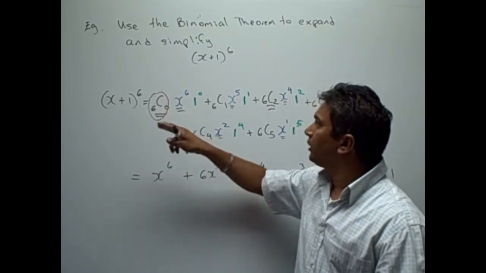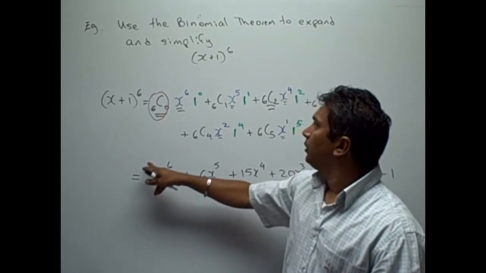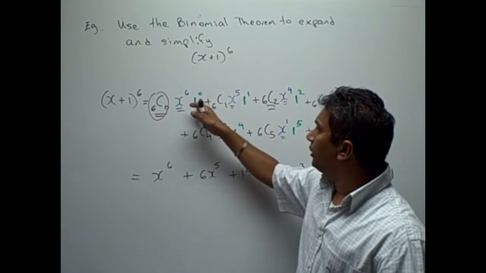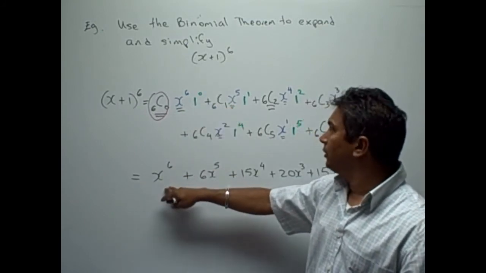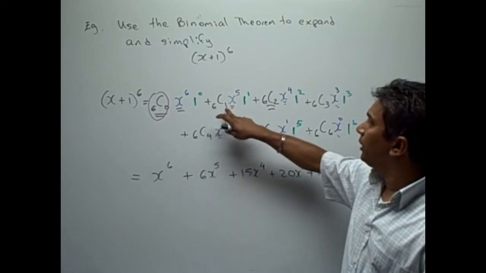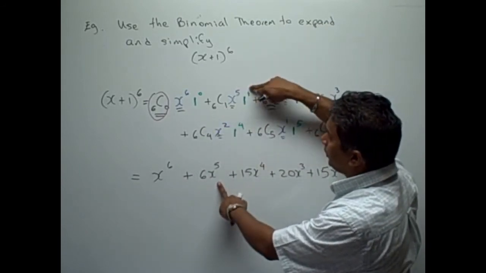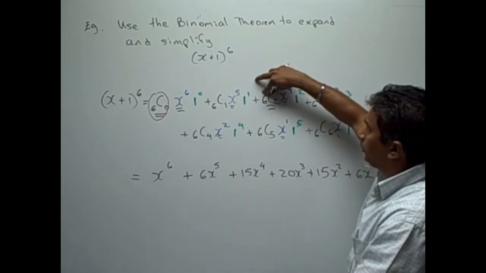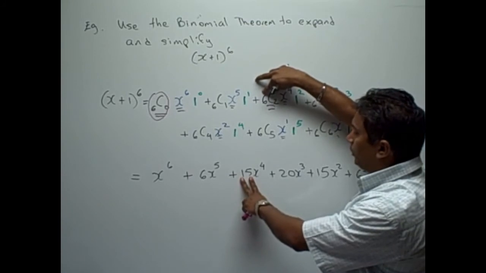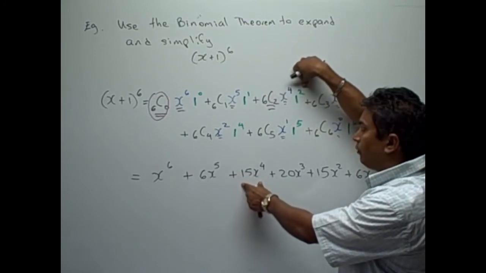But 6 combination 0 is actually 1. So this becomes 1 times x to the 6 times 1, since 1 to the 0 is 1. So the first term just reduces to x to the 6. Here we have 6 combination 1, which is the equivalent of 6. We have x to the 5 times 1, so it's still 6x to the 5th. Here we have 6 combination 2. This is 15 times x to the 4th times 1, so it's still 15x to the 4th.